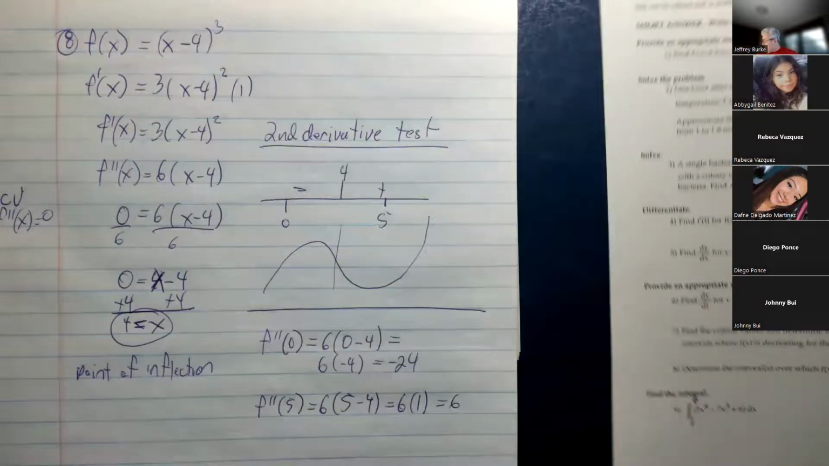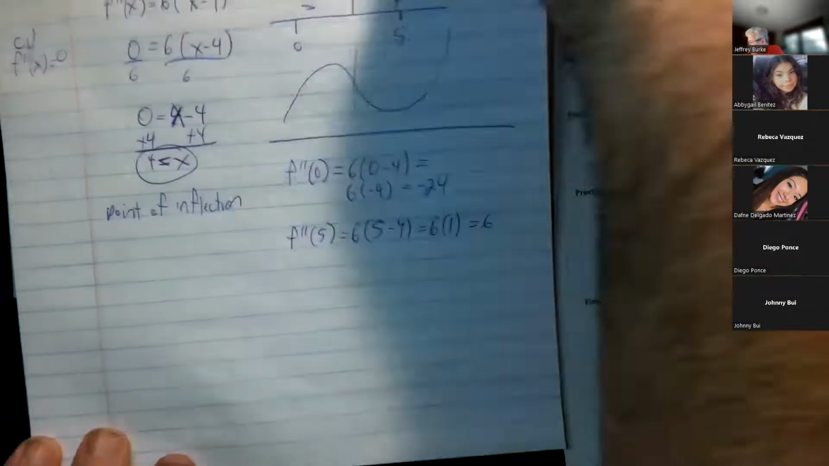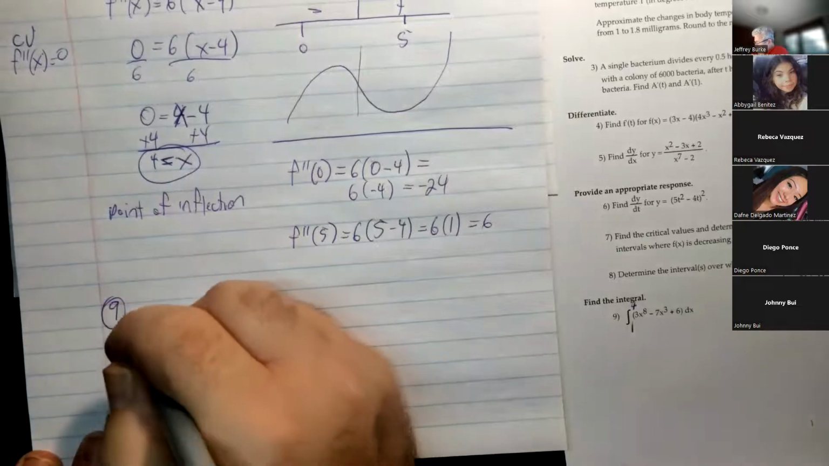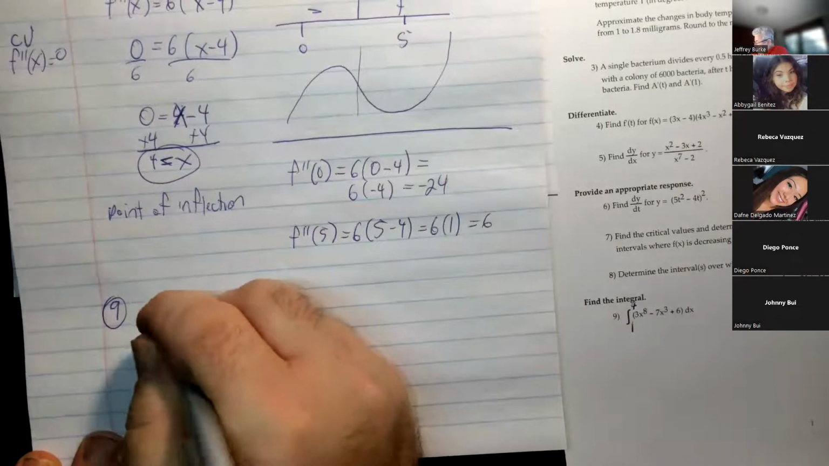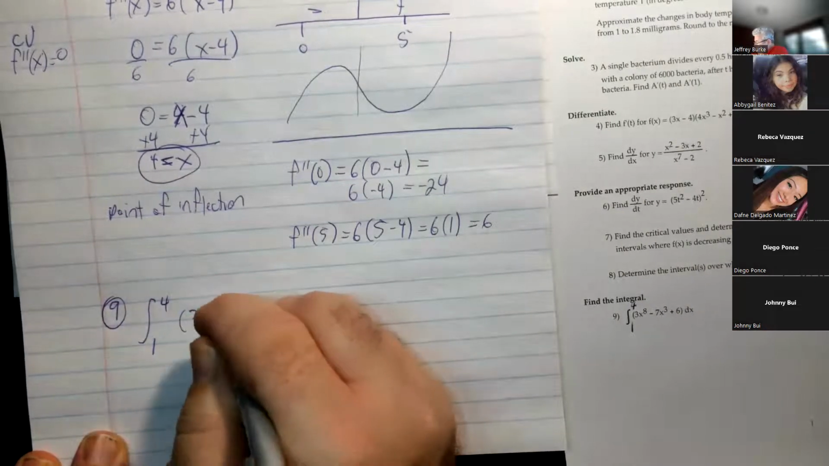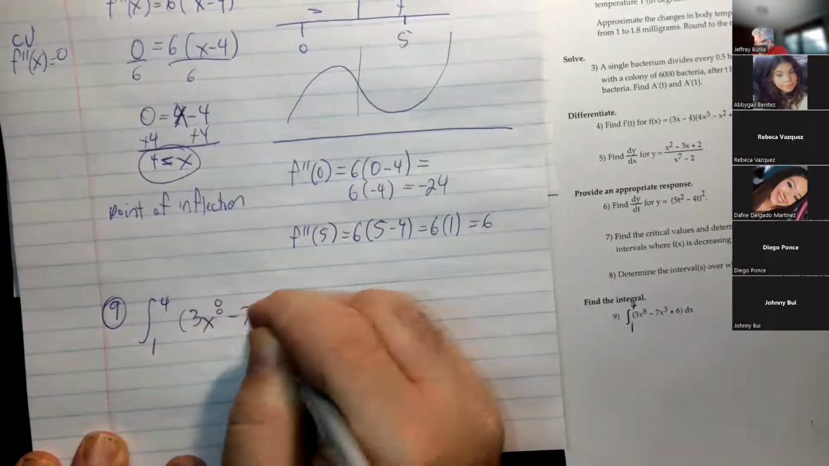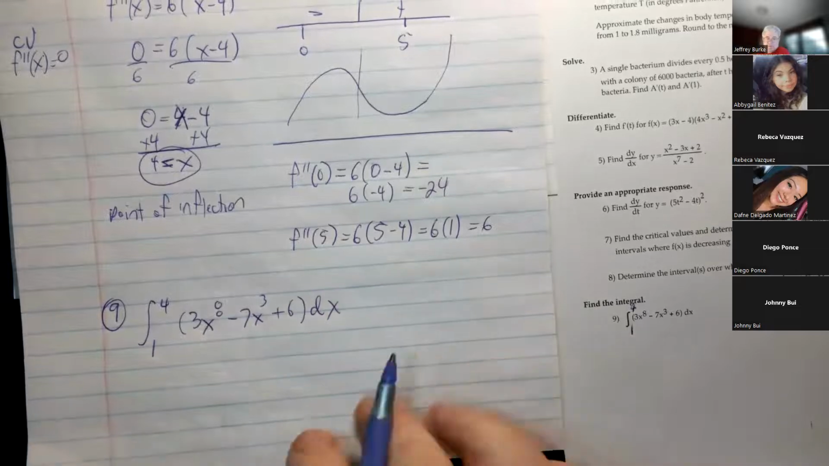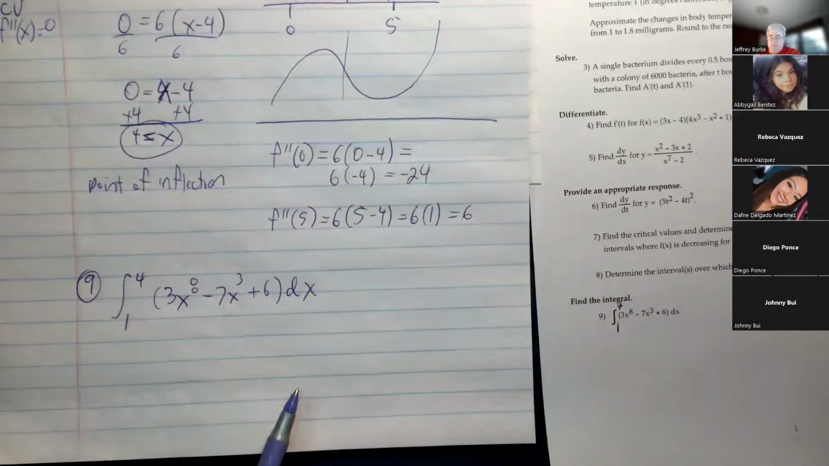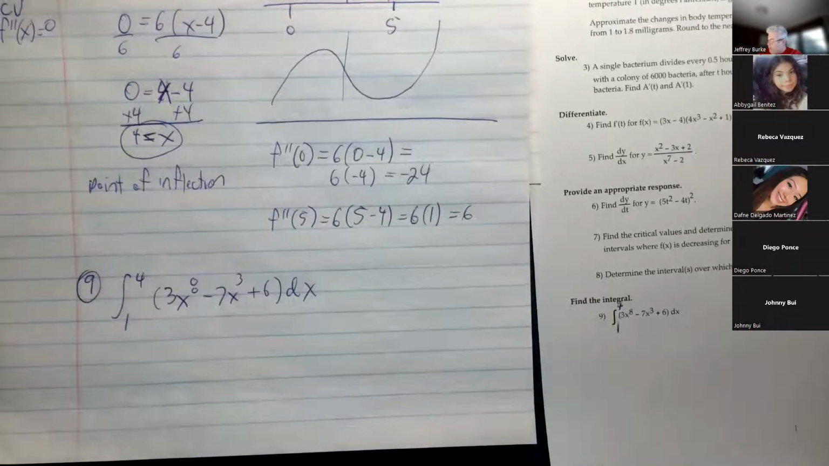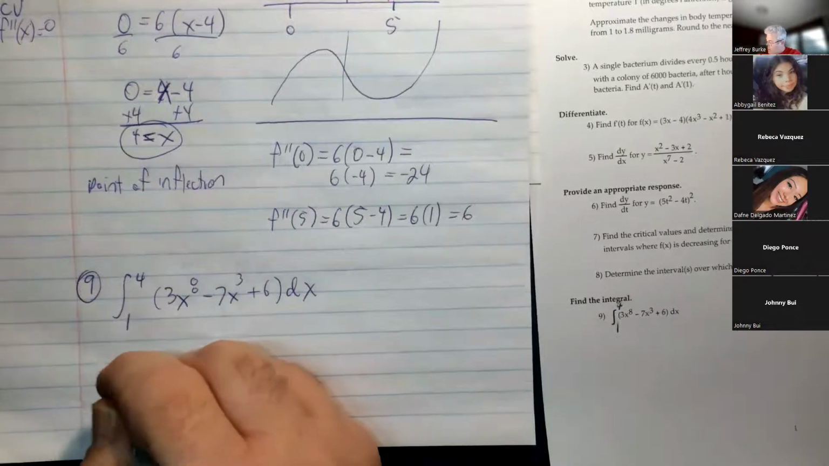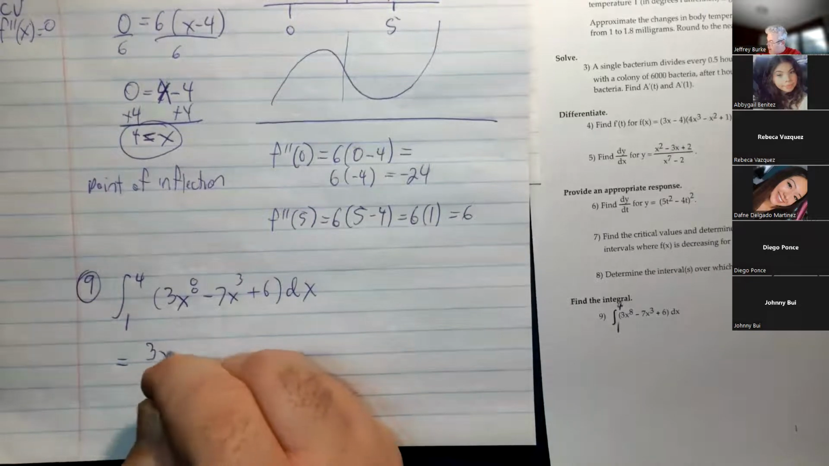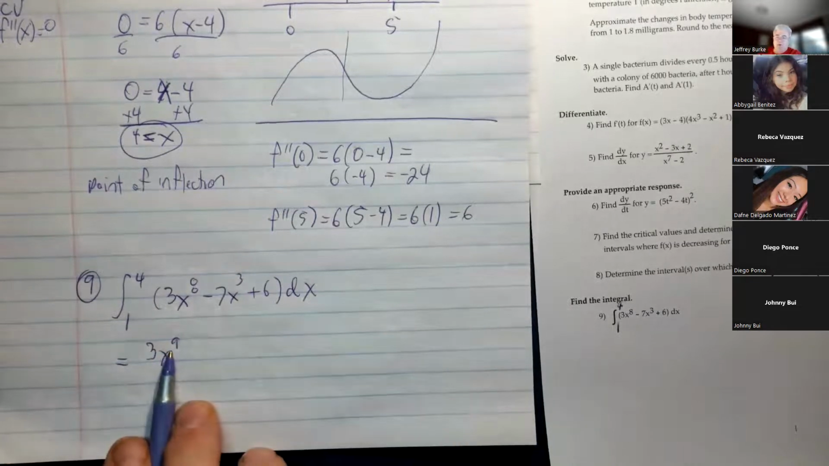All right, let's take a look at the last problem then, number 9. It's going to be the integral from 1 to 4 of the quantity 3x to the 8th minus 7x to the 3rd plus 6 dx. All right. So again, watch how I'm going to do this. Okay, so when I do the integration on a problem like this, I'm going to write this as 3x. I'm going to add 1 to the exponent first.